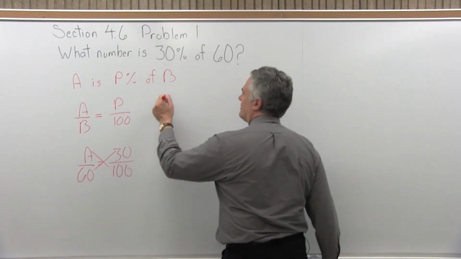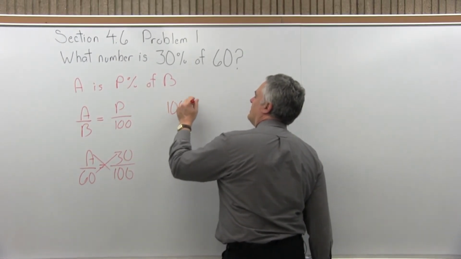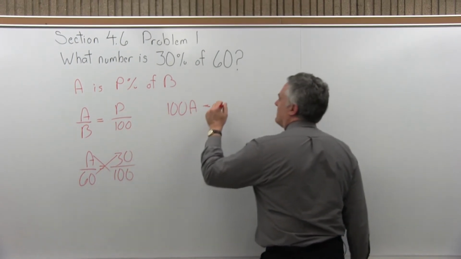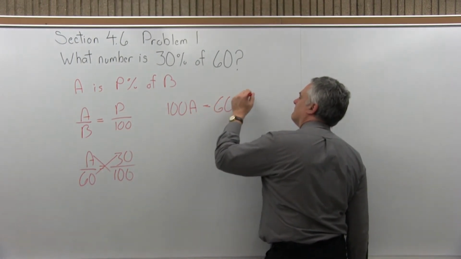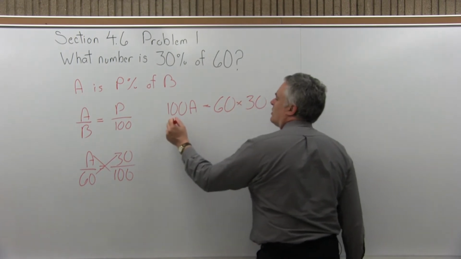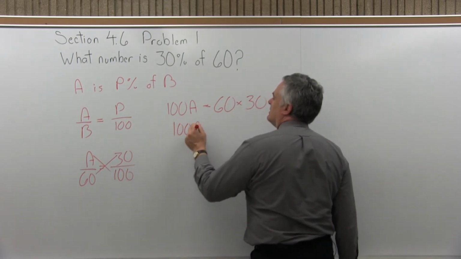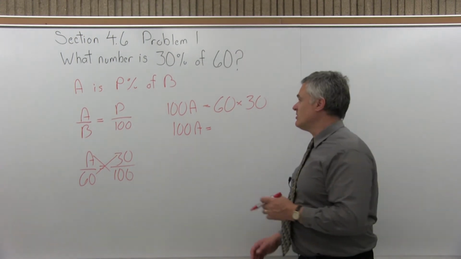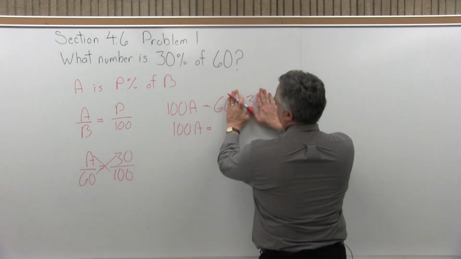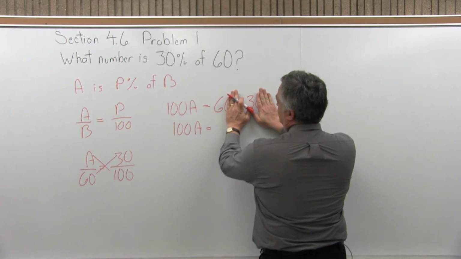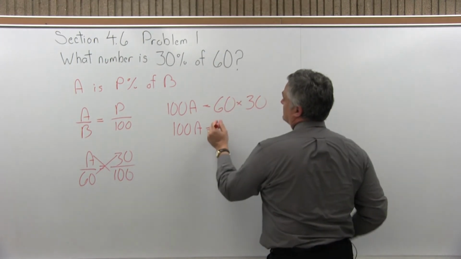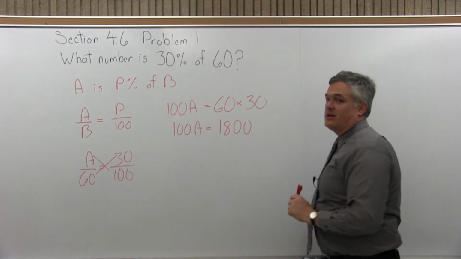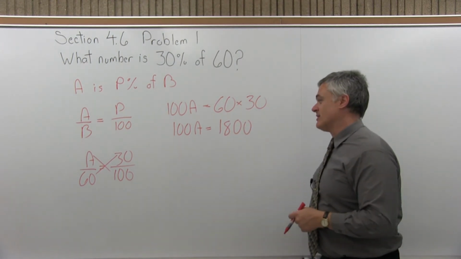So A times 100 will be 100A equals 60 times 30. So 100A can stay. Now 60 times 30, that's a fairly big multiplication, but you can really do it in your head. Ignore the zeros for a sec. It's really just 6 times 3. 6 times 3 is 18. And you ignore 2 zeros, so put 2 zeros back. It's 1800. You can really do it without a calculator.